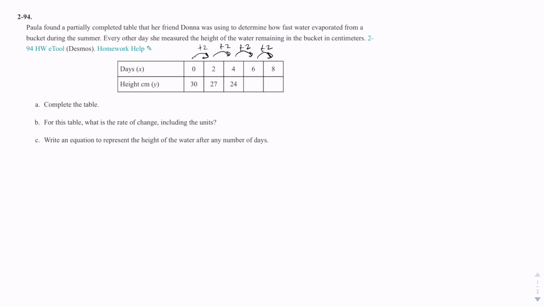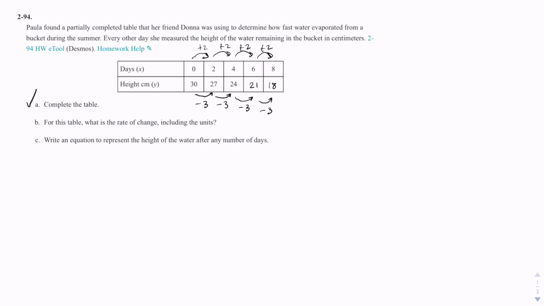So now we figure out what's happening with y, and we can see we're subtracting 3 each time. So since x is continually increasing by 2, that means to fill these in, we're still going to subtract 3. So that would be 21, and that would be 18. So we have completed the table. Part A done, right? Okay.